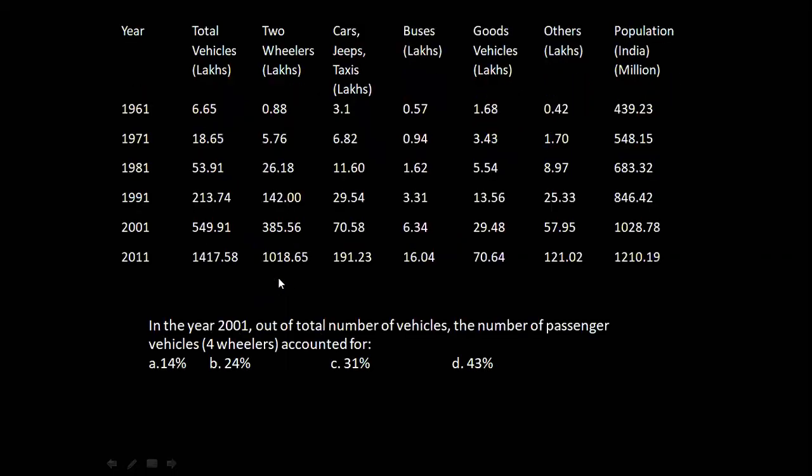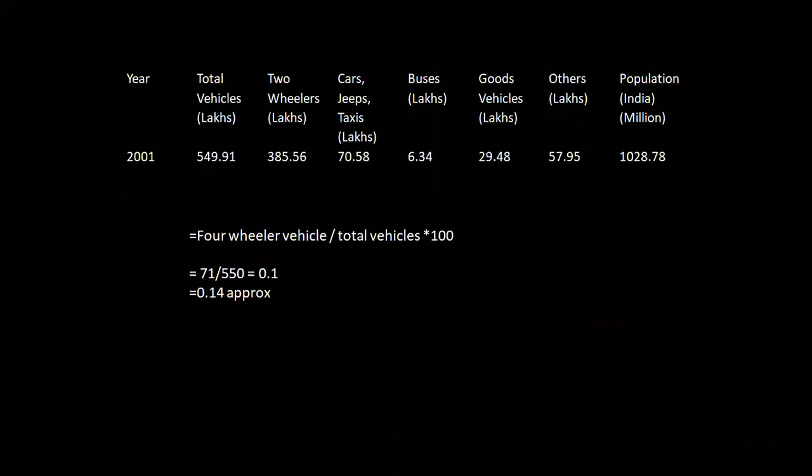So let's look into the options here. 0.1 into 100 means it will be approximately 10% and above. If you look into the other options, one is 14%, another is 24%, 31, and 43. So you can't go for the other three options. The best option that suits will be the first option, that is 14. You can check the other digit too, so you will get approximately 0.14, and you multiply that by 100, so you'll get 14%. This is the easiest one compared to the other calculations in the problem.